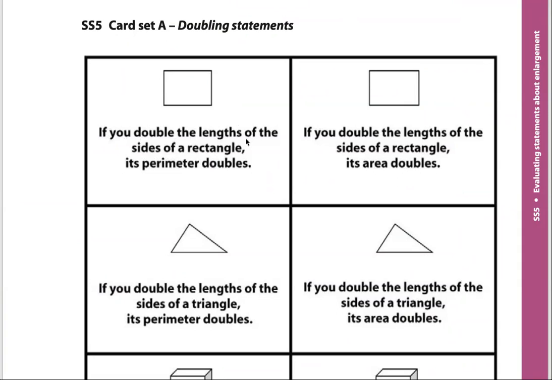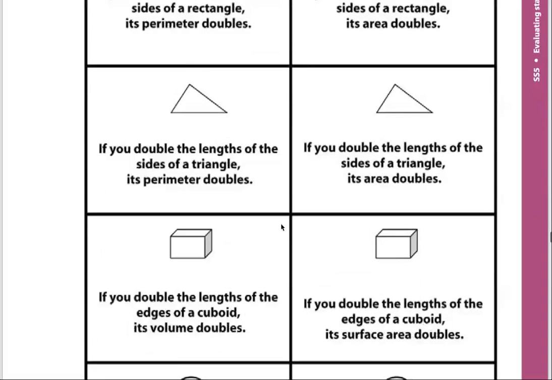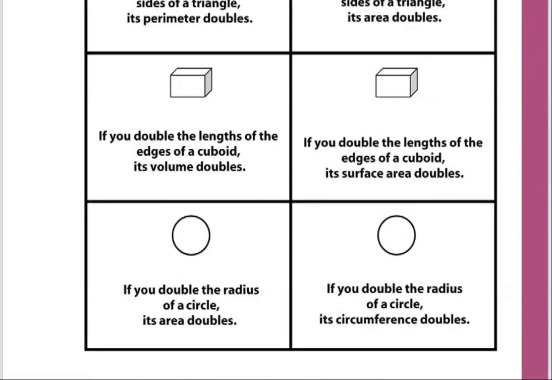So if you double the length of the size of a rectangle, its perimeter doubles, all right? So they're asking the student whether this is true or not, okay? And then starting up some discussion, okay? So that is another kind of design they quite often suggest, all right? So this is the basic material.